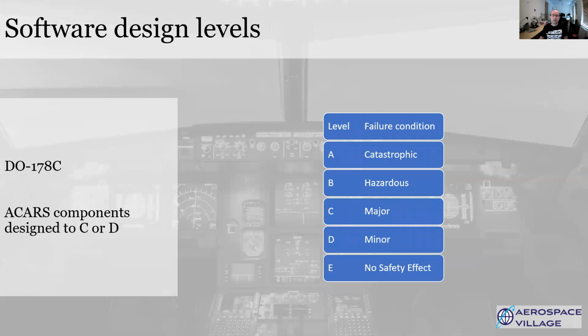Software and hardware on aircraft is written to design assurance levels. This is, I suppose, the code quality and testing that goes into that particular component, depending on the risks that it poses to the aircraft. These hazard levels are documented in DO-178C. Although we've seen that ACARS is important for efficiency, both in air traffic and maintenance, it doesn't directly impact on keeping an aircraft safe and airborne. This means that generally ACARS components are written to C or D levels of assurance.